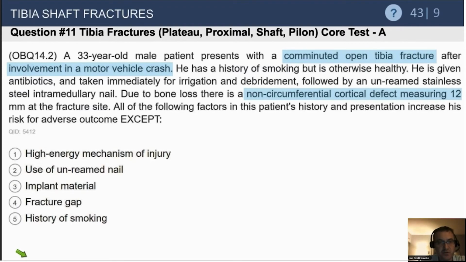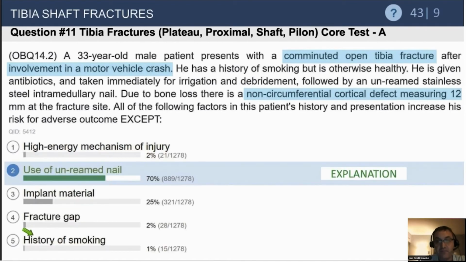Due to bone loss, there's a non-circumferential cortical defect measuring 12 millimeters. So basically, he has bone loss. There's a gap at the fracture site. That's what this is saying. This is a fancy way of saying that. All the following are factors in the patient's history and presentation to increase his risk for adverse outcome, except. A lot of people will probably not like this type of question in terms of except, but just think about what are the risk factors of non-union and issues.